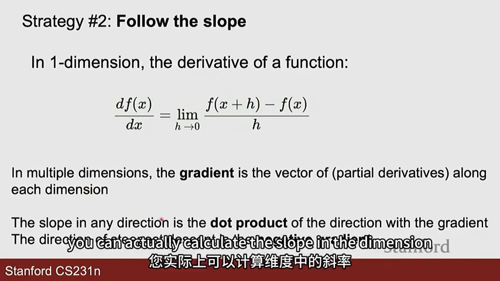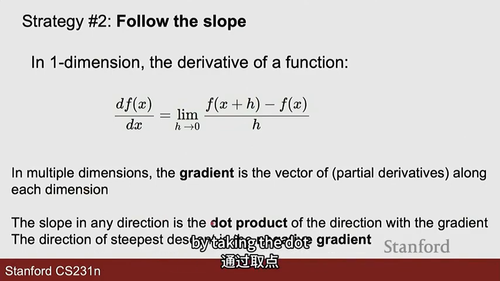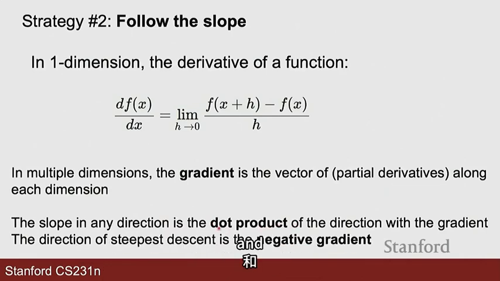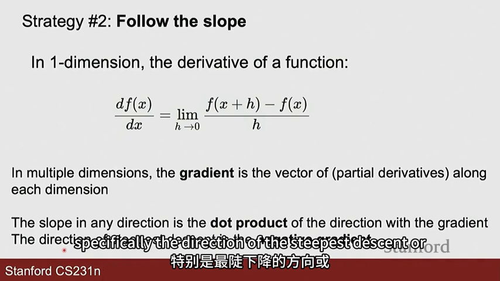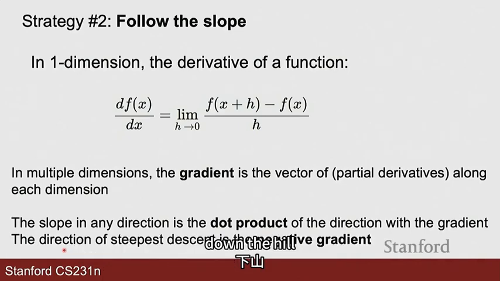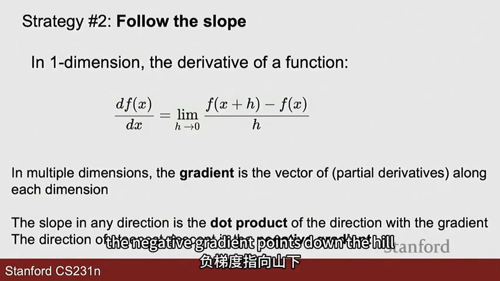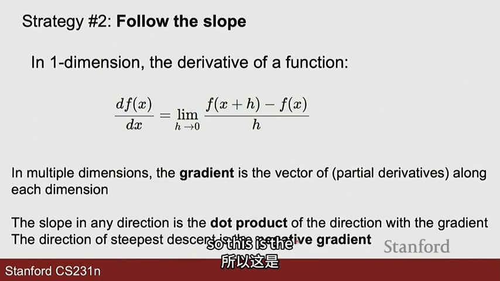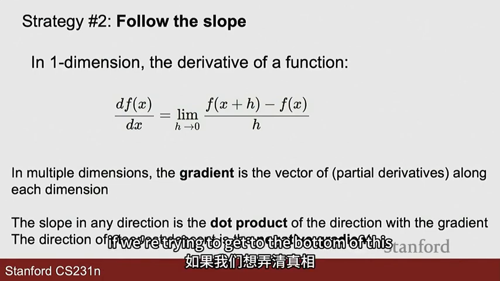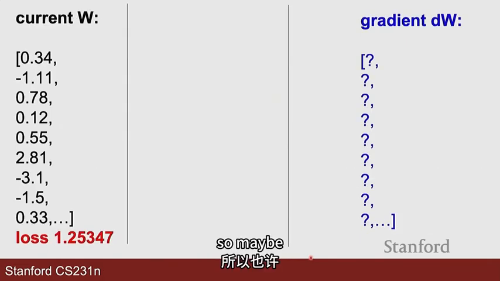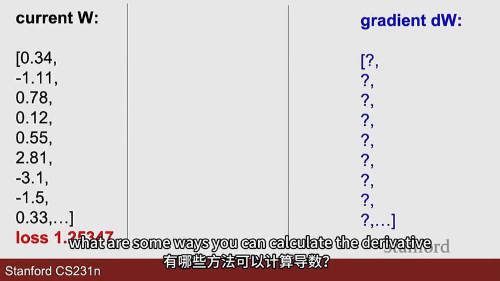So you can actually calculate the slope in a direction by taking the dot product of the gradient with the direction, and specifically the direction of the steepest descent, or down the hill, is the negative gradient. So the gradient points up the hill, the negative gradient points down the hill. So this is the direction we should be traveling if we're trying to get to the bottom of this loss landscape. So, maybe what are some ways you can calculate the derivative?